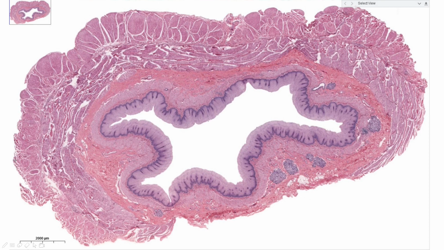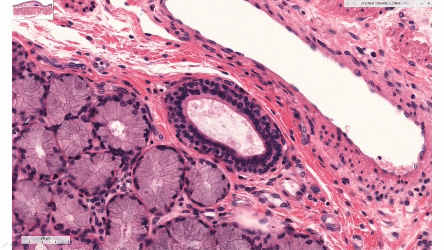This image is of an esophagus, which has a few examples of some ducts lined with stratified cuboidal epithelium. Here is an example of a duct with 2 to 3 layers of cuboidal-shaped cells. The purple dots are the nuclei of each cell. The large opening is the lumen.